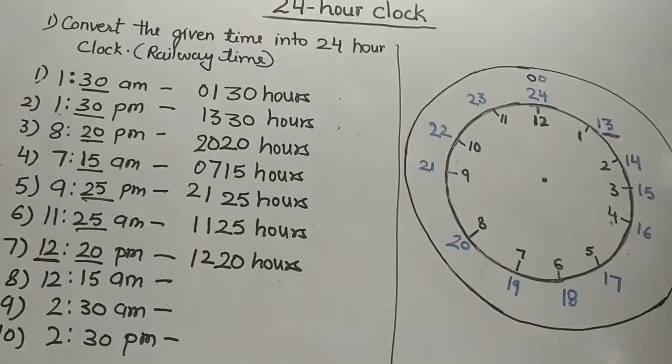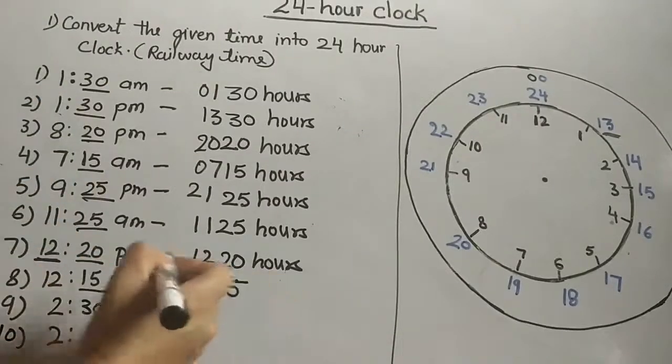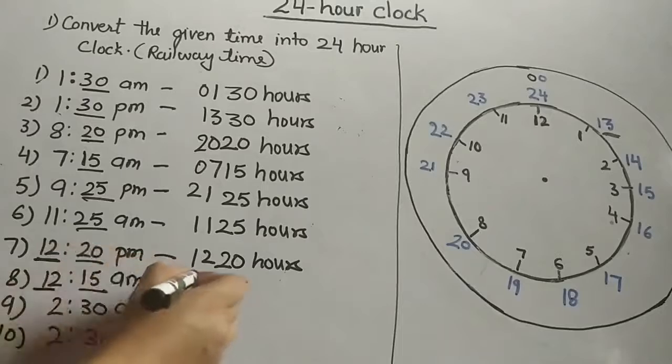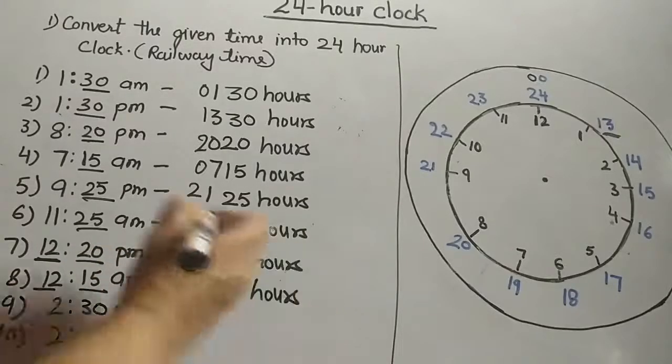Now, see the next case, 12:15 a.m. So what will we write here? 15 minutes. And for 12 midnight we can write 00 hours.